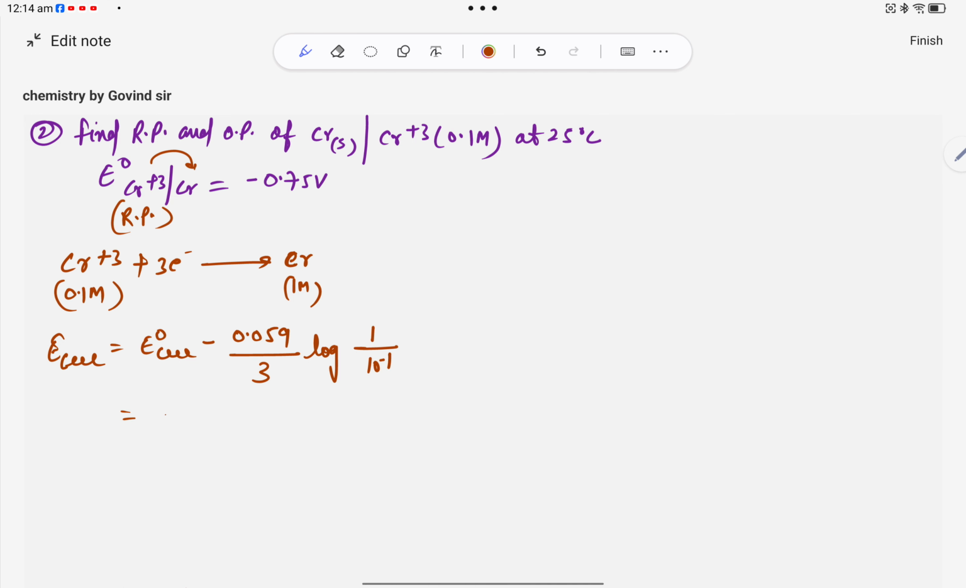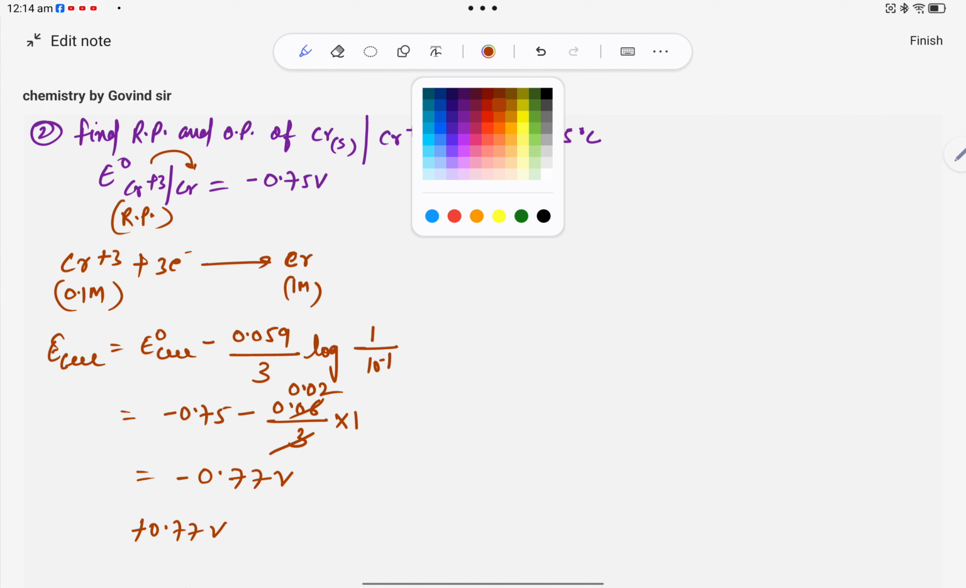So this value minus 0.75, make it 0.06 divided by 3. So it will be 0.02, and here log 1. Log 10 to the power 1. So 1, log 10 base 10 then 1. So what is the answer? Minus 0.77 reduction potential, then oxidation potential plus 0.77 volt. Simple question. Question number 3.